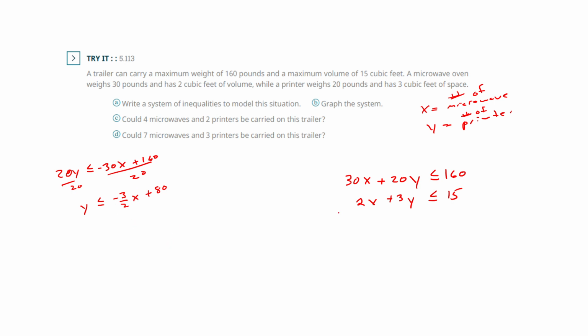I would graph this one. Now let's do this one as well. So here's equation number 1. Now let's start working on the second one. So I've got 3y is less than or equal to negative 2x plus 15. Now we're going to divide both sides by 3. So 3 into 15 is 5.